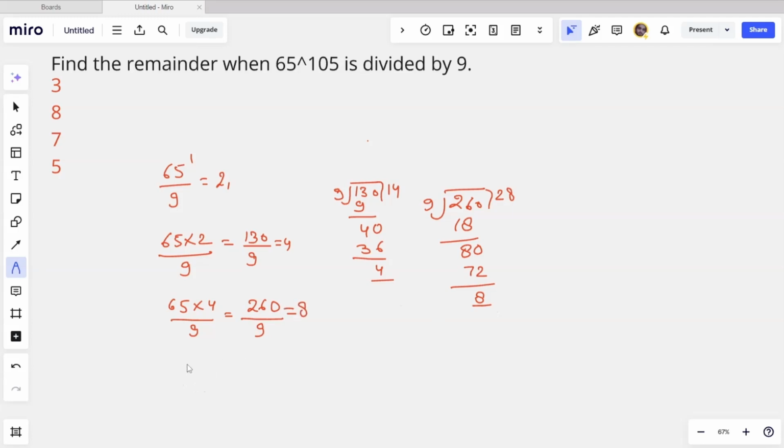Now let's find out another remainder. We will find out the remainder until we get 1 as a remainder. Okay, 65 into 8 divided by 9. Okay, so 65 into 8.